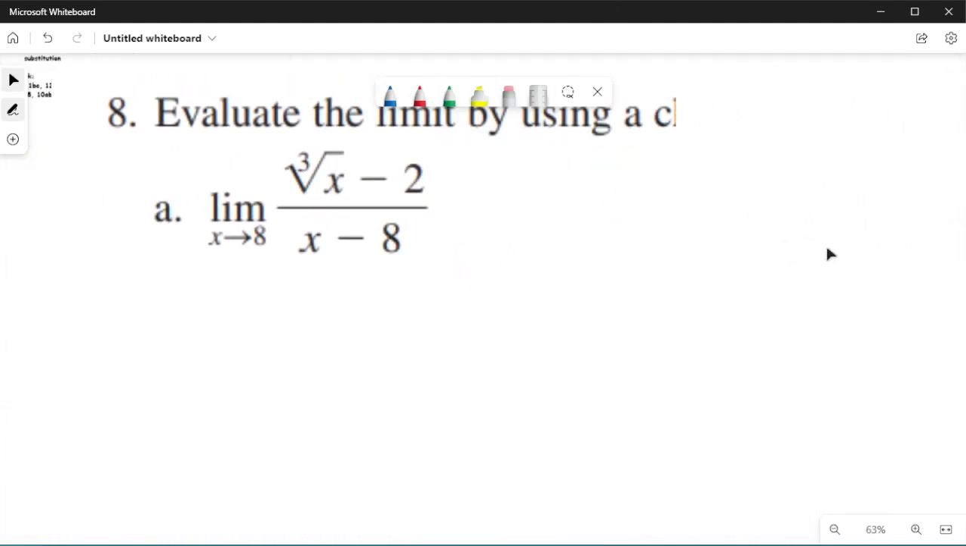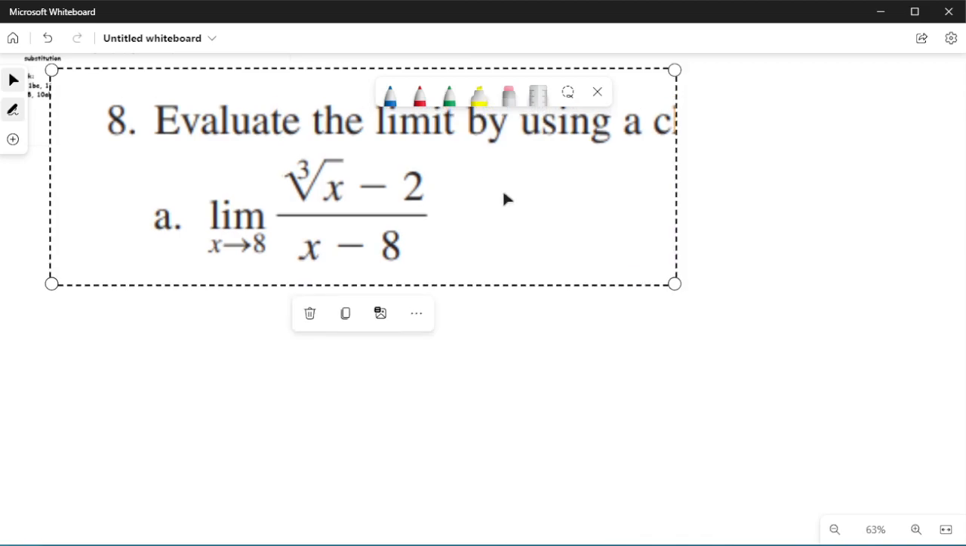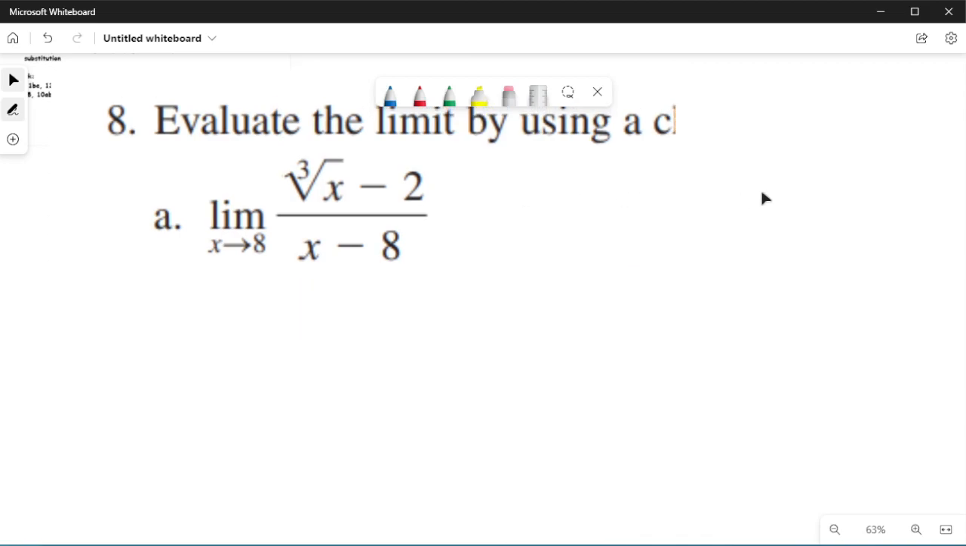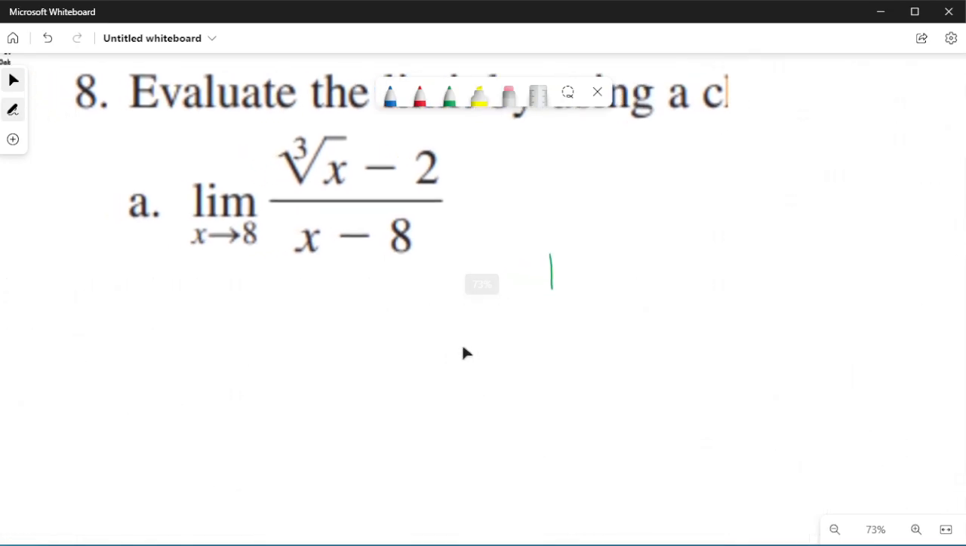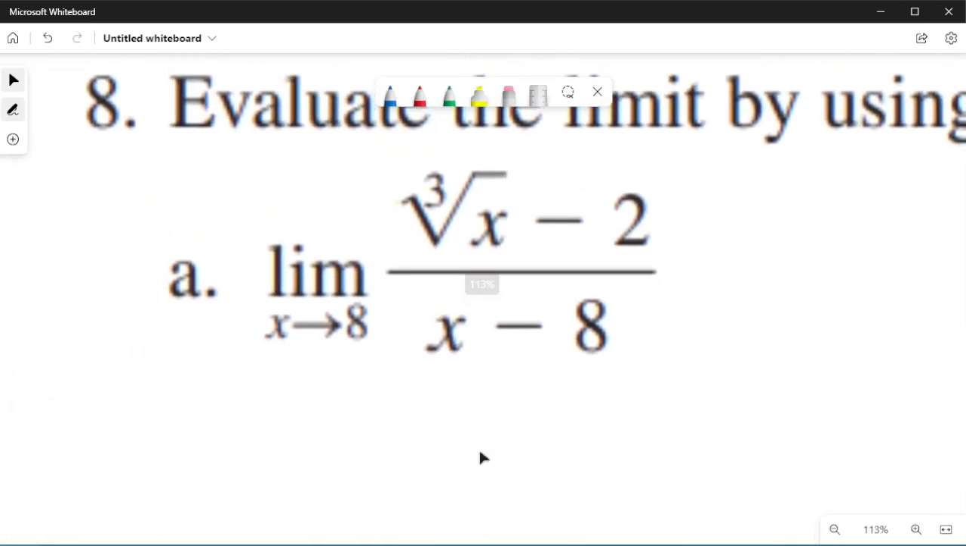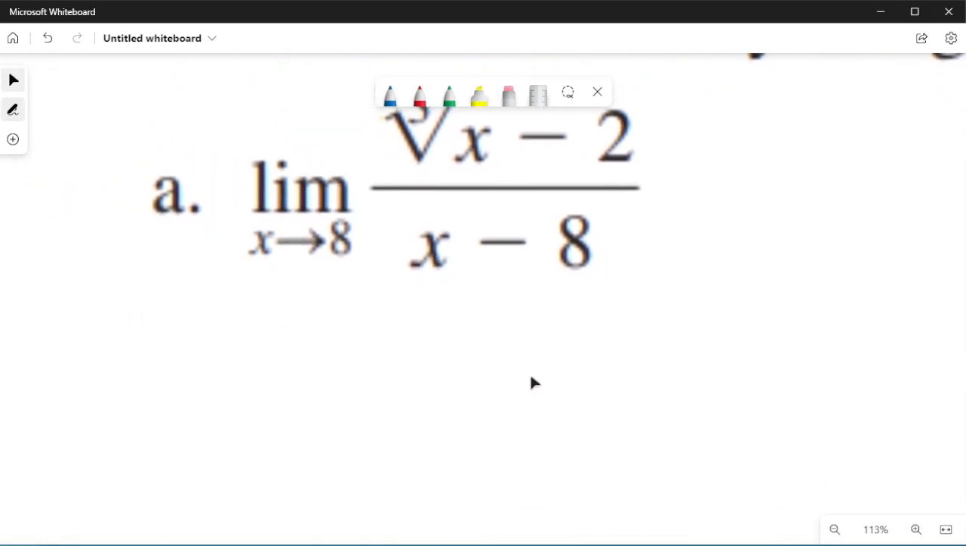Okay, so once again, evaluate the limit using a change of variable. And this time, the question is as x approaches 8. So first of all, it tells me to use a change of variable, which, keep in mind, your test won't. Your test will just say find the limit, right? And that's something to think about. How would I even know that I'm supposed to use a change of variable here?